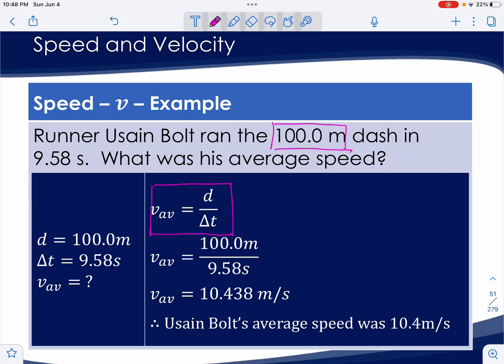Is that a displacement, a position, or a distance? This would be a distance, right? So that's our distance. And then here we have 9.58, and that obviously is our total time. So what was his average speed? We plug those in. We have 100 meters over 9.58 seconds. And if you use your calculator, you would calculate 10.438 meters per second. Usain Bolt's average speed was 10.4 meters per second.